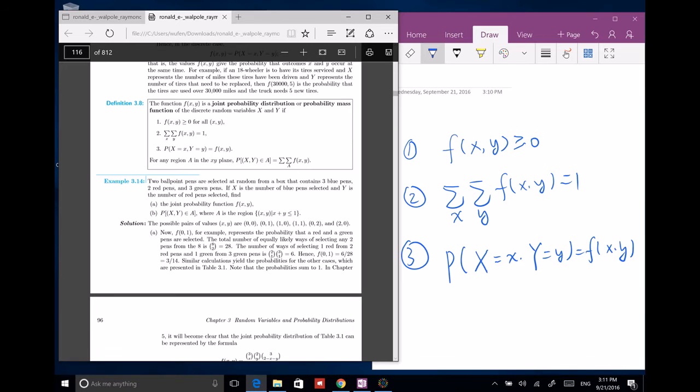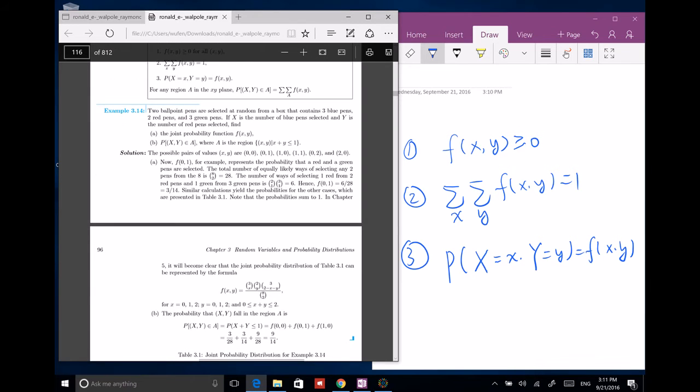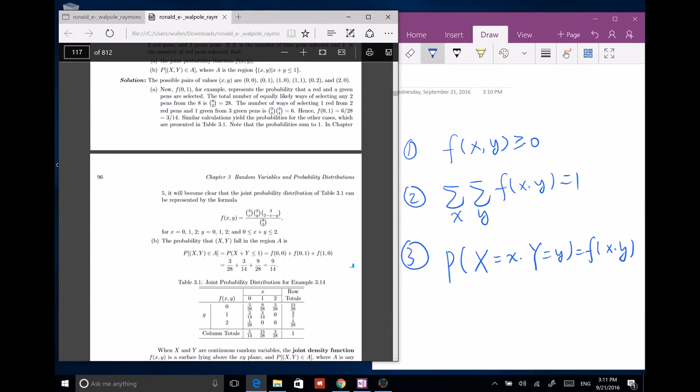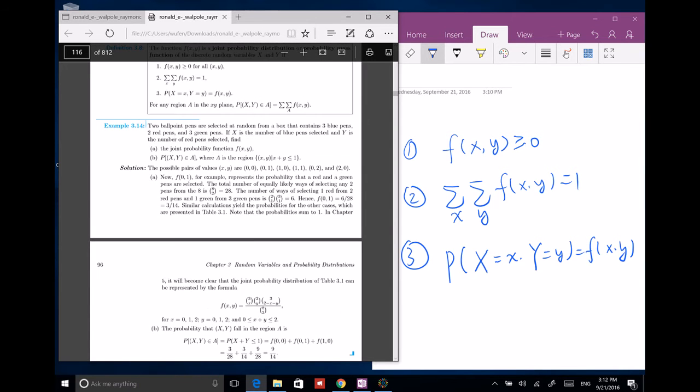Okay, you can look at example 3 yourself. It's not really hard, you just add everything together. Basically, it depends on what you calculate. Okay, for example, let me see.